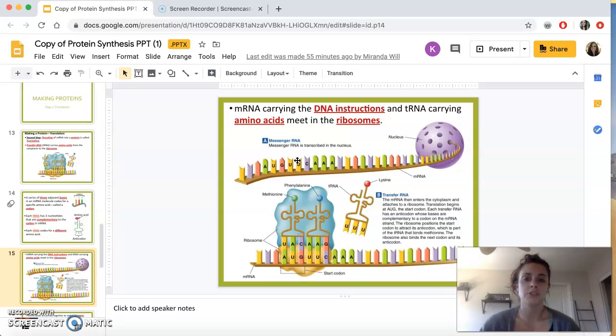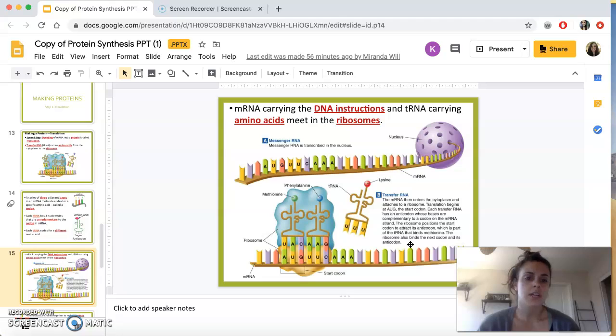Okay, so here's our messenger RNA. That's the one that we transcribe in the nucleus. The transfer RNA is happening outside, in the ribosomes. Okay, so the mRNA is going to enter the cytoplasm and attach to a ribosome. Translation begins at what we call AUG. Okay, that's what's called the start codon.